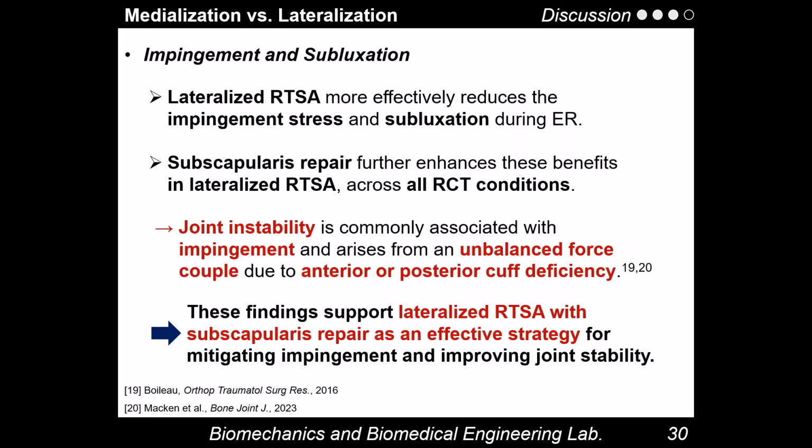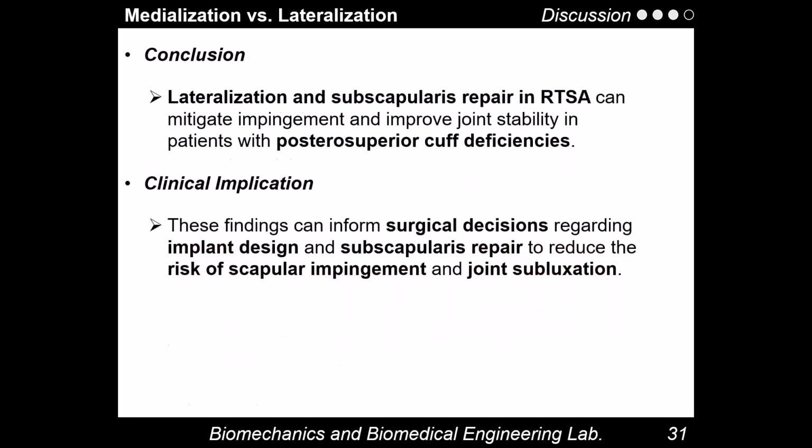Therefore, our findings support lateralized RTSA with subscapularis repair as an effective strategy for mitigating impingement and improving joint stability. In conclusion, lateralization and subscapularis repair in RTSA can mitigate impingement and improve joint stability in patients with posterior superior cup deficiencies. These findings can inform surgical decisions regarding implant design and subscapularis repair to reduce the risk of scapular impingement and joint subluxation.